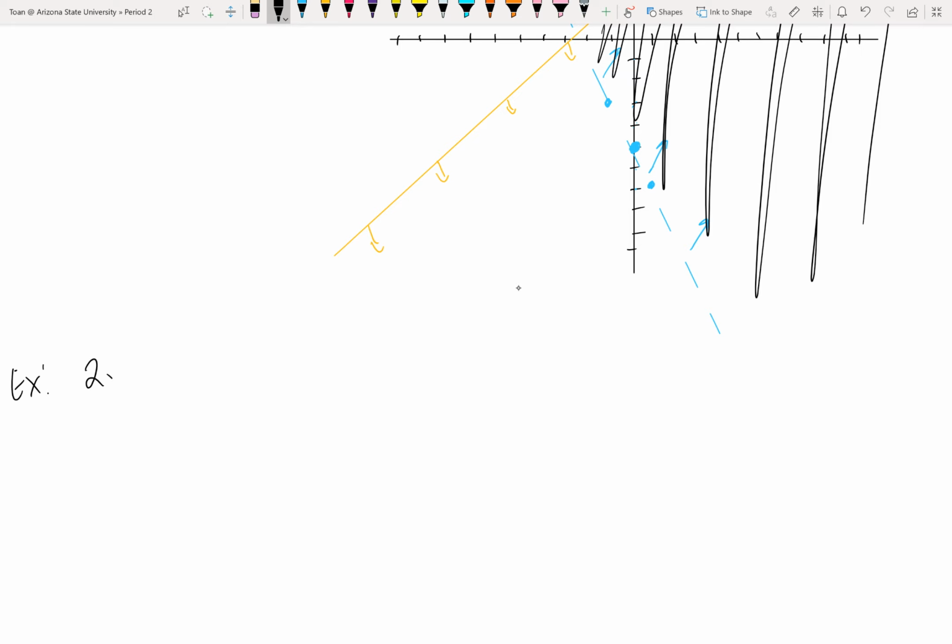Suppose I ask you to solve 2x plus 3y is less than 6, and y is greater than or equal to -2/3 x plus 4. Oh no, Mr. Vo, one of the inequalities is not in slope-intercept form. All you got to do is just put it in slope-intercept form.